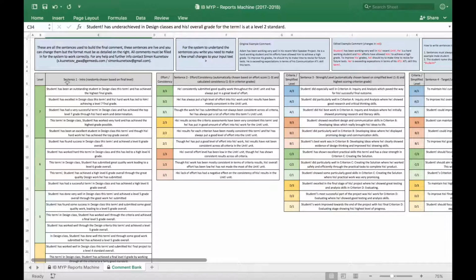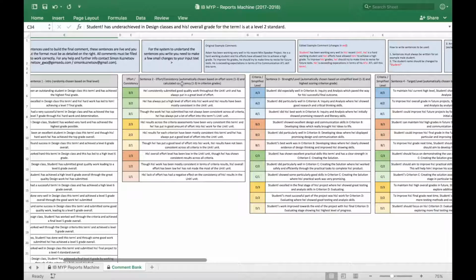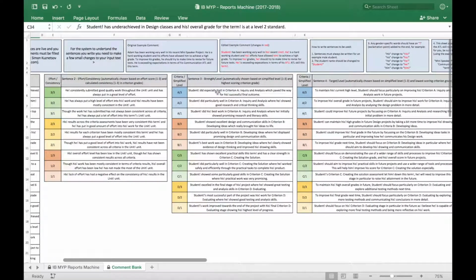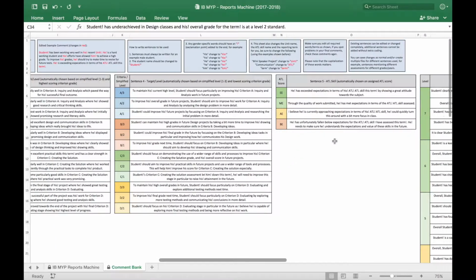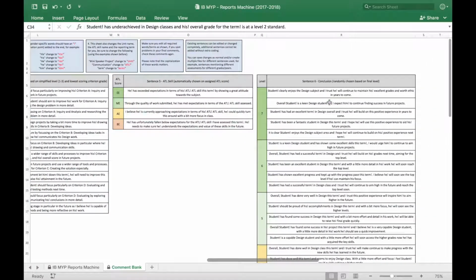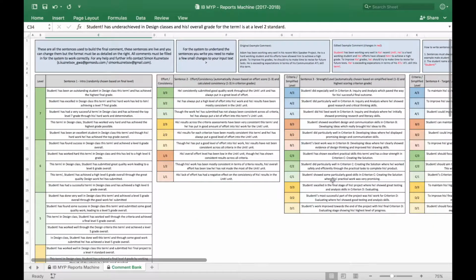So for example, we've got sentence 1, which is the introduction. Sentence 2, comment about effort and consistency. Sentence 3 is to do with the strength, so choosing a strength to mention. Sentence 4 is a target to mention. Sentence 5 is ATL skill, and sentence 6 is the conclusion. How this works is it's always in this order: sentence 1, 2, 3, 4, 5, and 6.